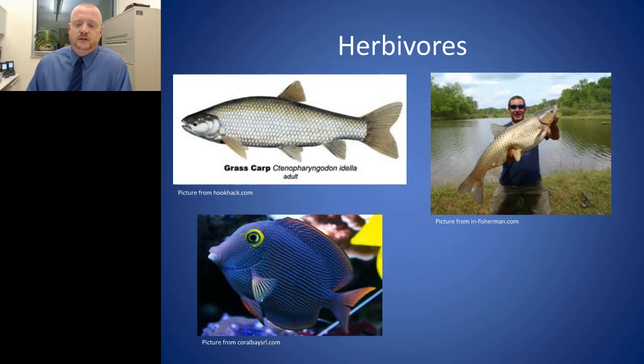But they don't have to be giant carp. Even this beautiful yellow-eyed coal tang on the bottom is an herbivore, and it's just important to know that that thing needs a lot of vegetative matter as well.